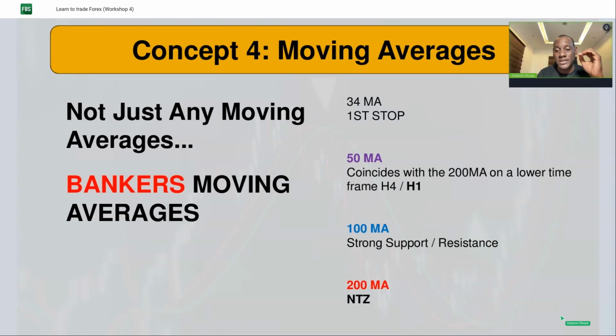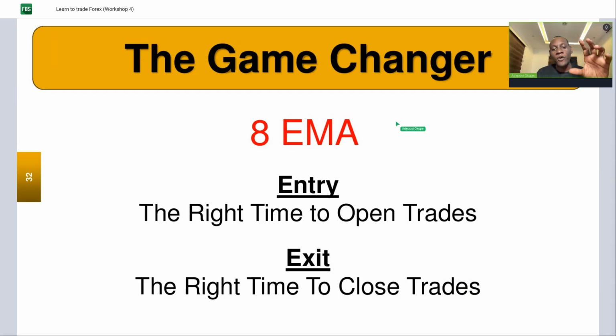This is trade management. So those are 4. The game changer is the 8 exponential moving average. The 8 EMA is our trigger moving average. That's the 5th one. So notice that the other ones are simple. This one is exponential. EMA, not SMA. So the 8 EMA is what we use to determine the right time to enter trades or the right time to exit trades. How do we use this?